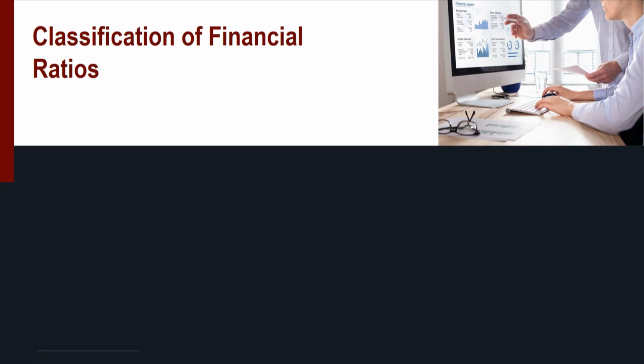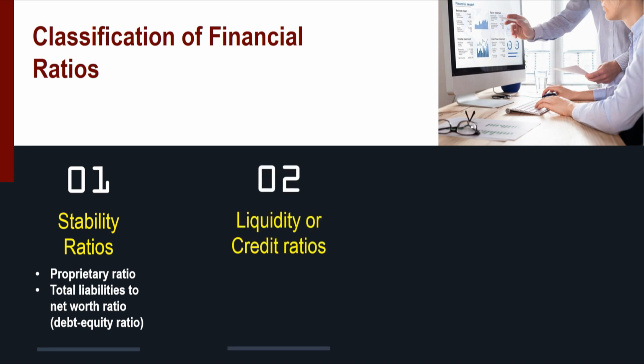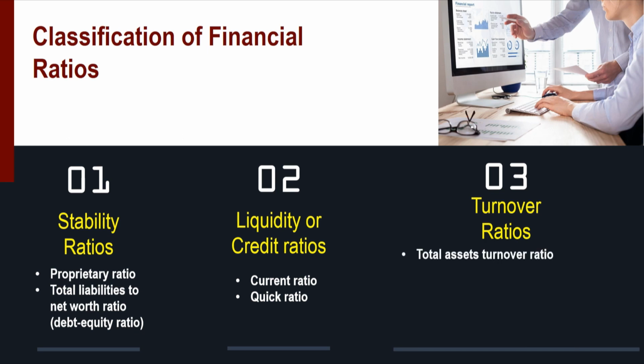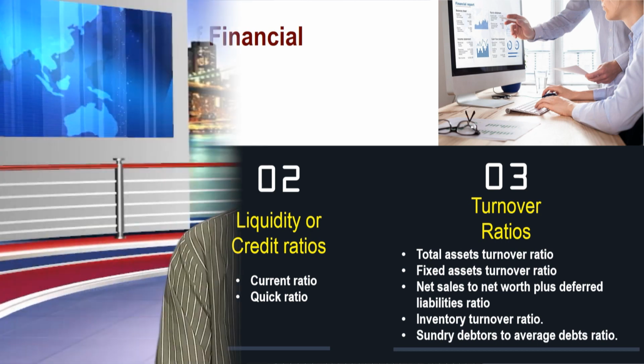There are different types of financial ratios. They can be categorized into many categories and subcategories. Like first is the stability ratios, and under this we have the proprietary ratio and the total liabilities to net worth ratio, also called the debt equity ratio. The second is the liquidity or the credit ratios, and under this we have the current ratio and quick ratio. The next category is the turnover ratios, and under this we have the total assets turnover ratio, fixed assets turnover ratio, net sales to net worth plus deferred liabilities ratio, inventory turnover ratio, and sundry debtors to the average debtors ratio.